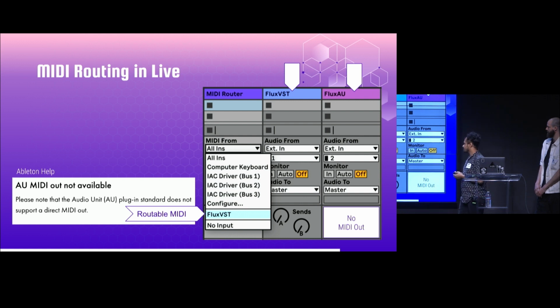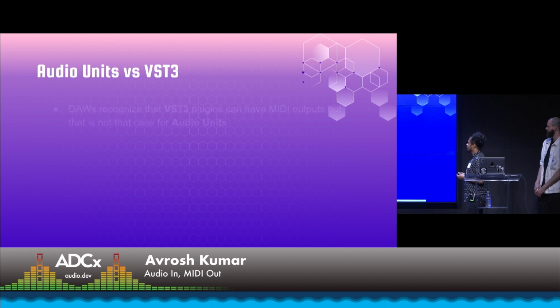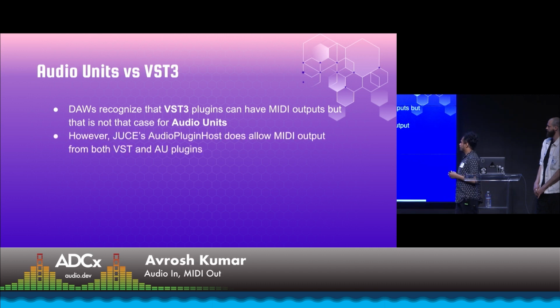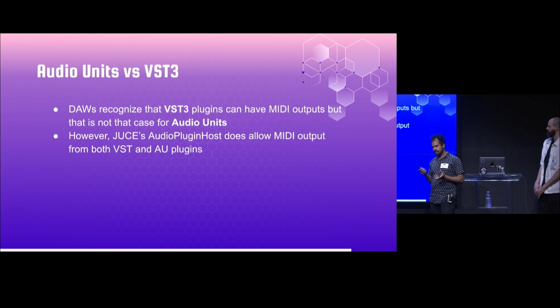Ableton does say that the Audio Unit plugin standard does not support direct MIDI output, and that's why we're probably not seeing that. So that means that DAWs that recognize VSTs are the only ones that can handle MIDI outputs, so we probably won't be able to use this kind of plugin in Logic, per se. But then that begs the question: do we want to tweak the Audio Units API, or is it the hosts that need to handle this?